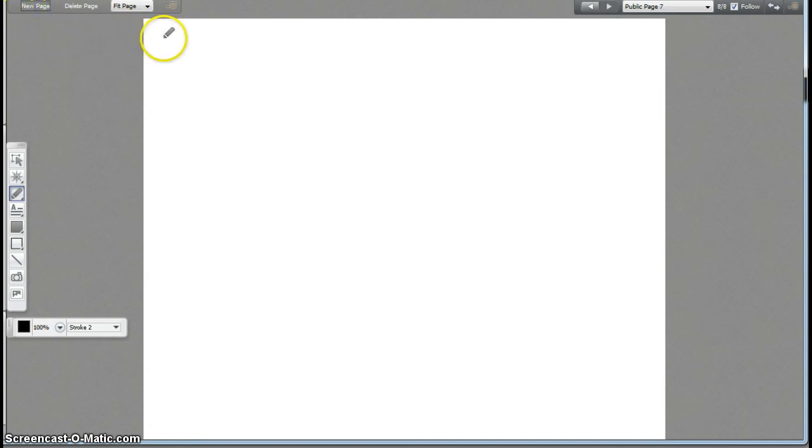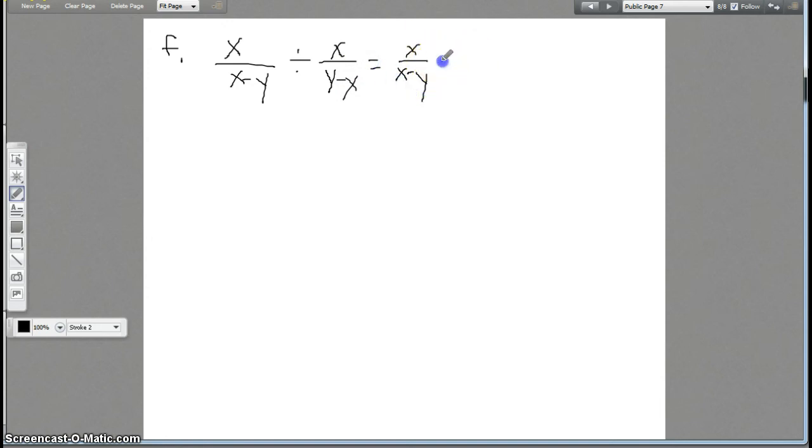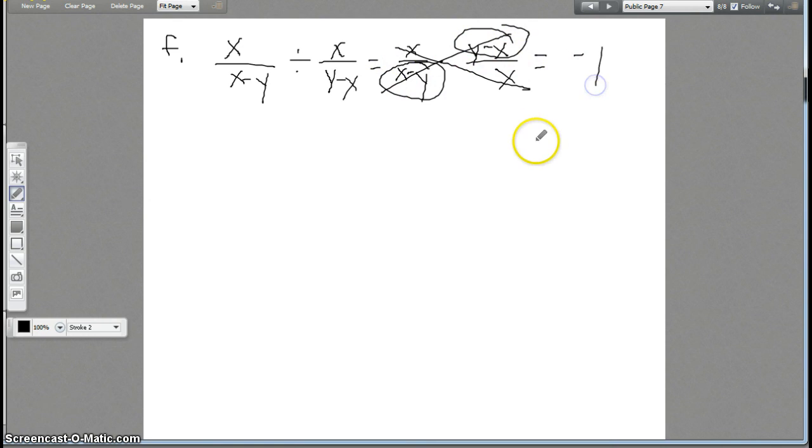Let's do one more part from number 7. Let's do part F. Part F is x over x minus y divided by x over y minus x. So we copy our first fraction, we change the divided to a times, we flip over our second fraction. You can see our x's cancel. Notice we have a y minus x and an x minus y. Those are the exact same thing but opposite signs. That means they cancel to a -1. Note, y minus x and x minus y are the negative of each other, but y minus x and y plus x are not.